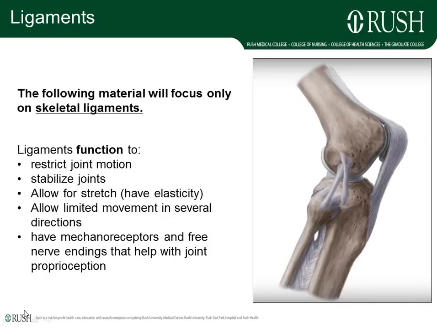The following material on ligaments is only going to talk about skeletal or articular ligaments. So what do ligaments do? They function to restrict the joint movement by stabilizing the joints and keeping everything in proper alignment. However, they do allow for a greater degree of stretch. In other words, they have some elasticity to them. And because they are not so strictly linearly aligned as tendons, they allow for limited movement in several directions. They also have some mechanoreceptors and free nerve endings that help with joint proprioception.